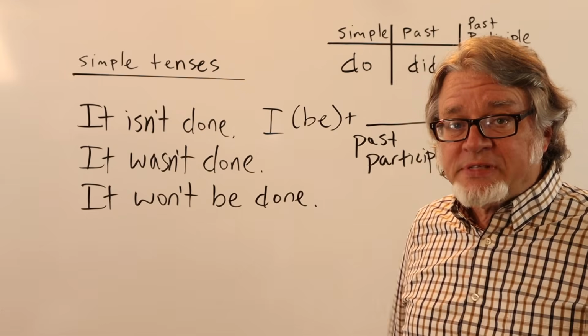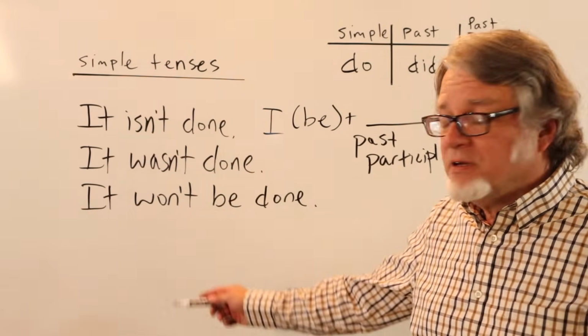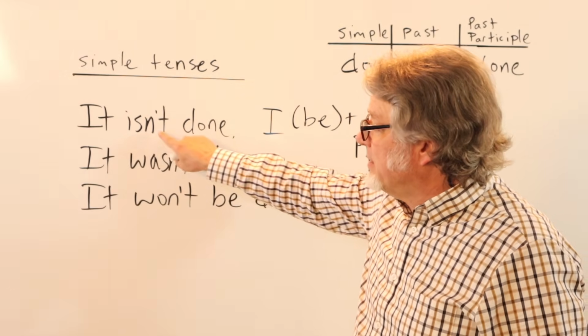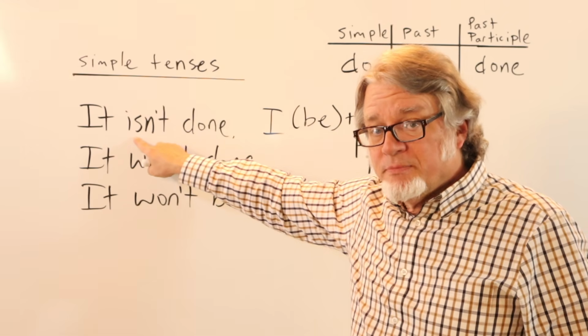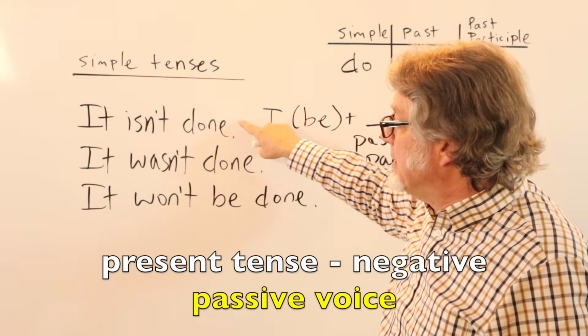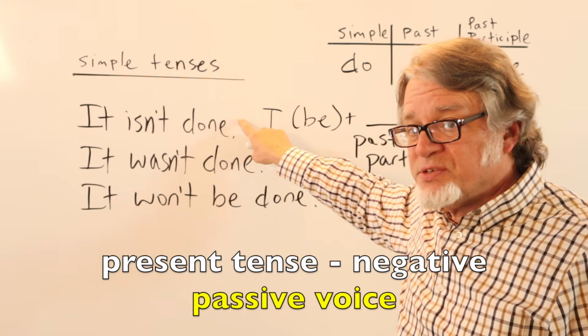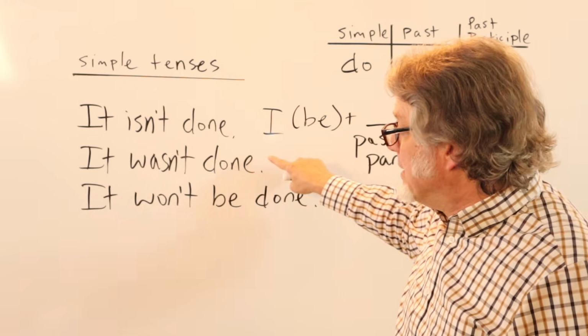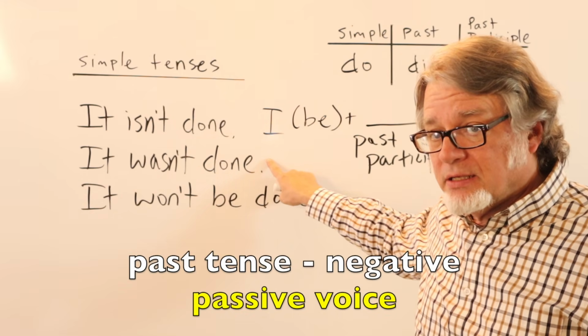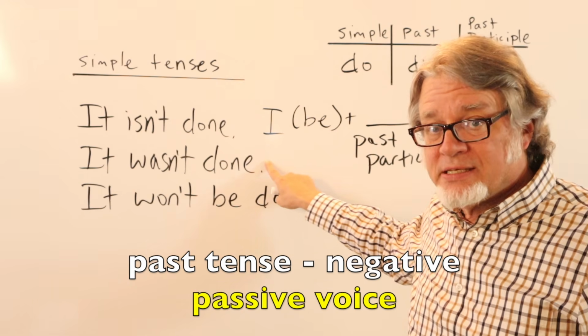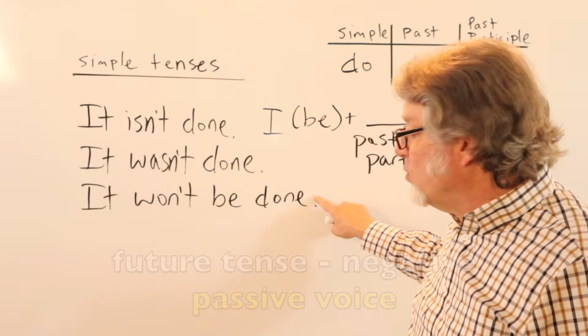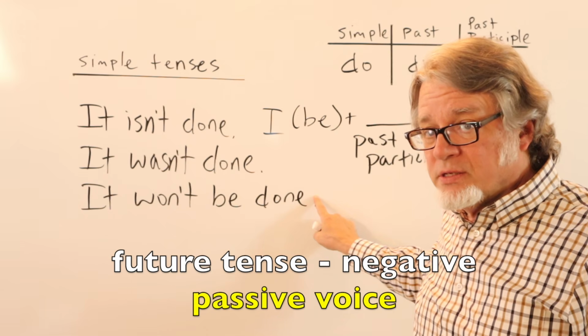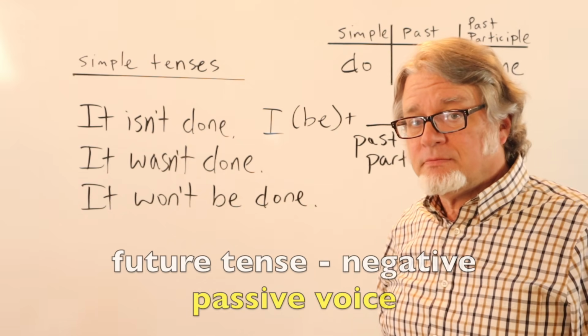Here are those same sentences negative. To make the negative, add not to the verb be. It isn't done. This is the present tense. It wasn't done. This is the past tense. It won't be done. This is the future tense.